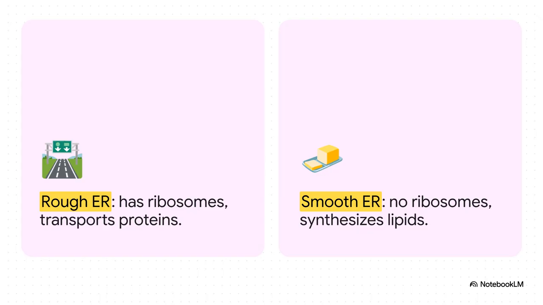Enter the ER, or endoplasmic reticulum. It's basically a massive microscopic highway system. We actually have two kinds. The rough ER, which looks rough because it's studded with those ribosome factories, making it the absolute perfect route for transporting newly made proteins. Then there's the smooth ER. It completely lacks ribosomes, and instead its main gig is synthesizing and moving lipids and steroids around.